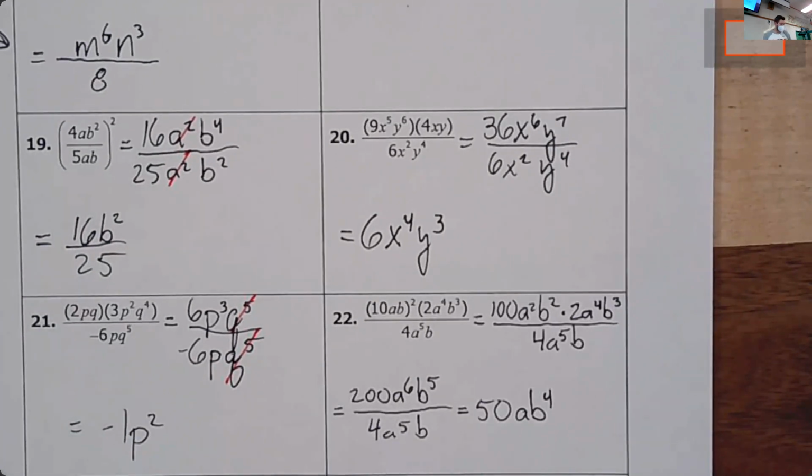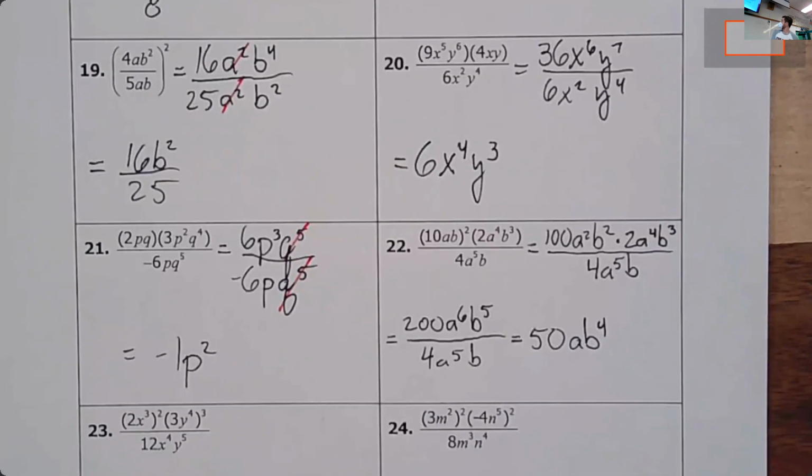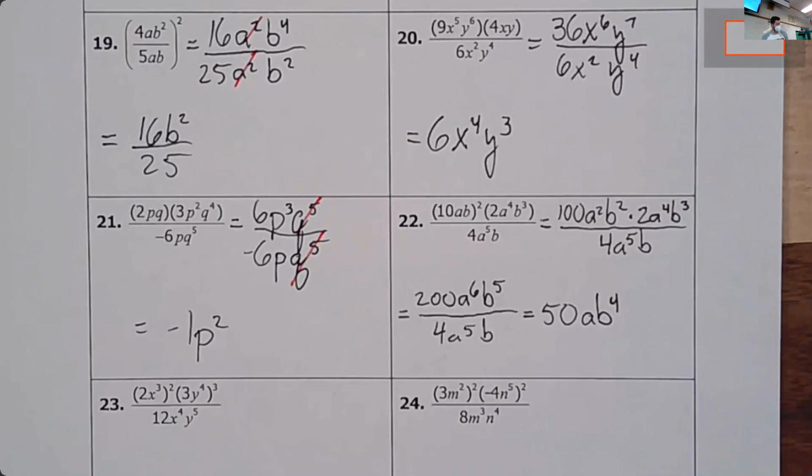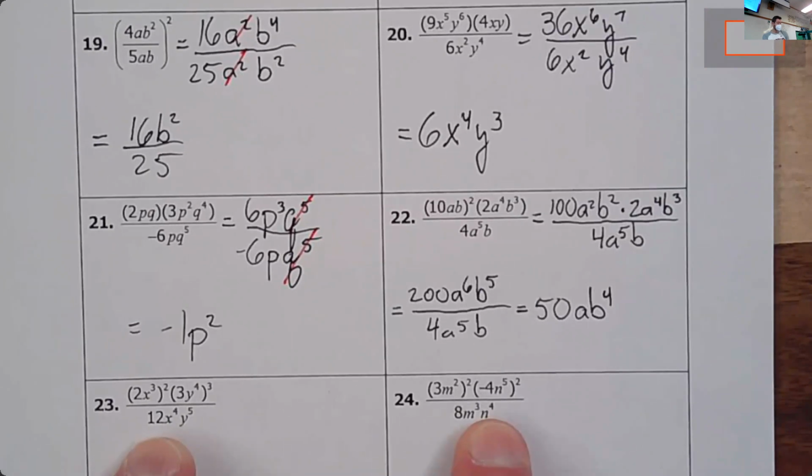All right. For the next two problems, 23 and 24, I want you to try those on your own. You will have to use the power rule and the product rule and the quotient rule for 23 and for 24. In fact, you'll have to use the power rule twice on both of these problems before you can use the product rule, because each set of parentheses has its own exponent on the outside. So use the power rule first, then the product rule, then the quotient rule.